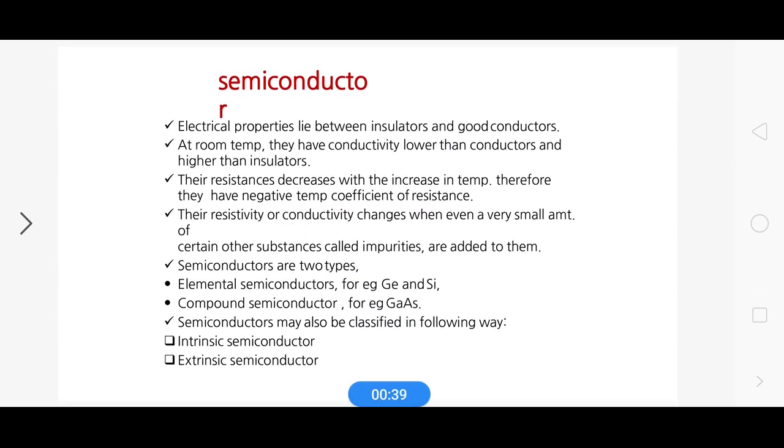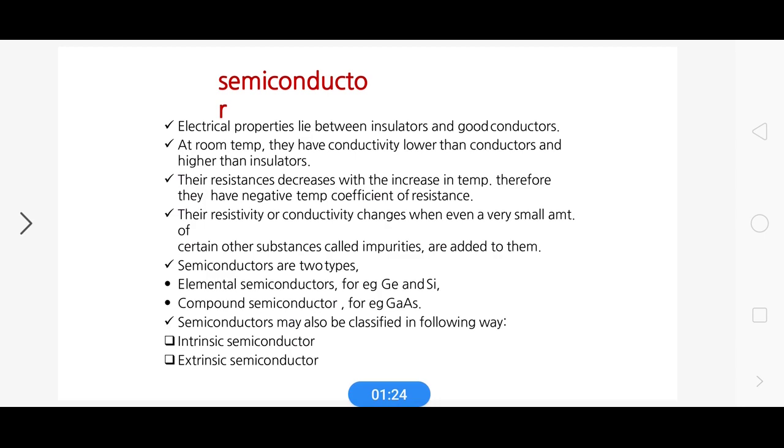So first of all, what is a semiconductor? We know that the properties of semiconductors lie between insulators and conductors, the electrical properties like resistivity and conductivity. At room temperature, they have conductivity lower than conductors and higher than insulators.